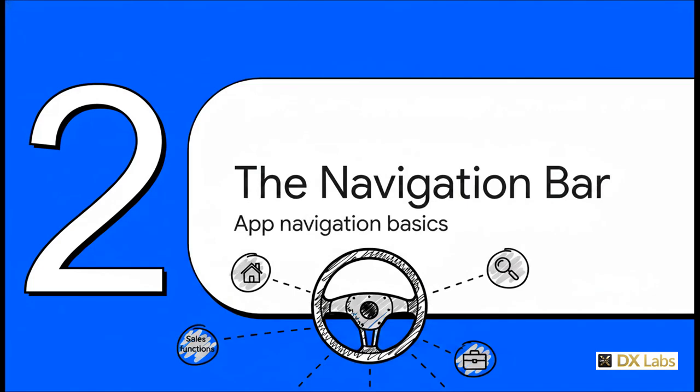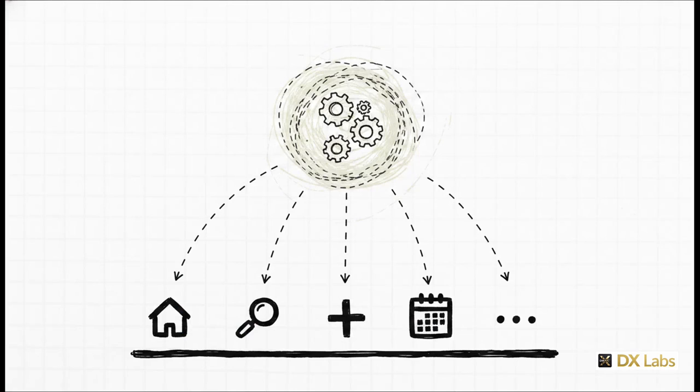Moving to Section 2, using the navigation bar for app navigation basics. You can think of the navigation bar parked at the bottom of your screen like the steering wheel of your car. It's how you drive between different sales functions. Let's break down these buttons from left to right. The home icon returns you to the home page. The search icon lets you hunt for system records.